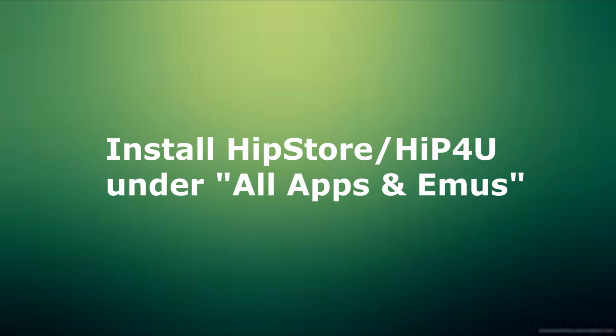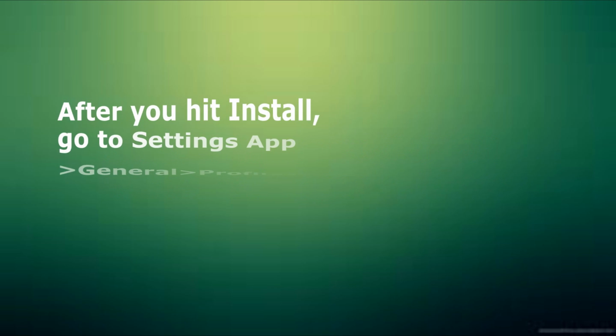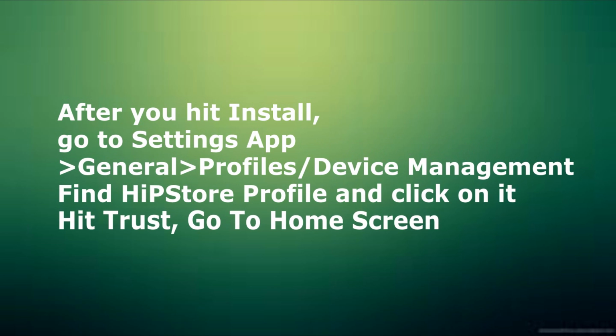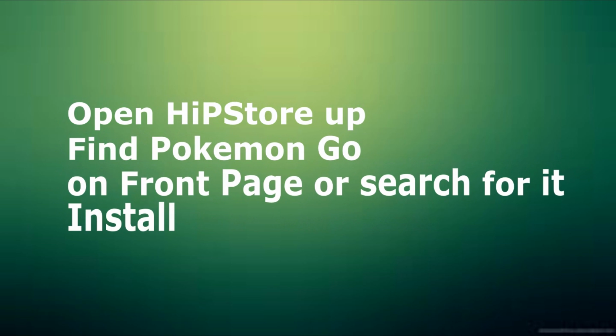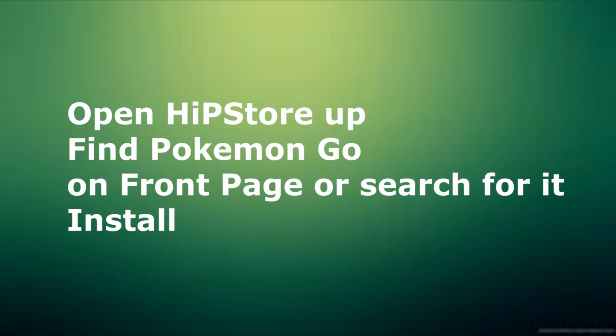Then you just install that to your iOS device, and after you do that, you go to Settings and General, and then Profile and Device Management, and then it'll show the Hip Store device profile, and then you just trust it by clicking on it, then hit trust. And then after you do that, you go back to the home screen and go to Hip Store, open it up, because if you try and open it before you trust it, it won't let you. And after you open it up, you just go and search for Pokemon Go. It might already be on the front page. I haven't used Hip Store, but I think it is on the front page. And after you do that, you can just click on Pokemon Go and install it from there.